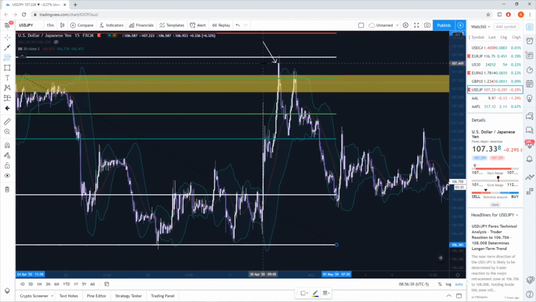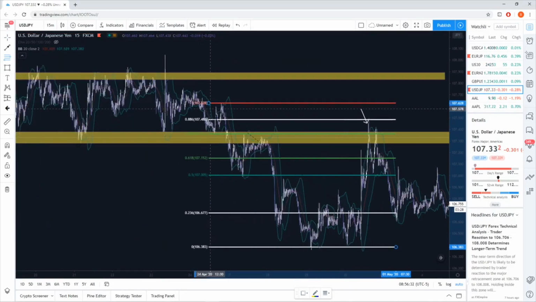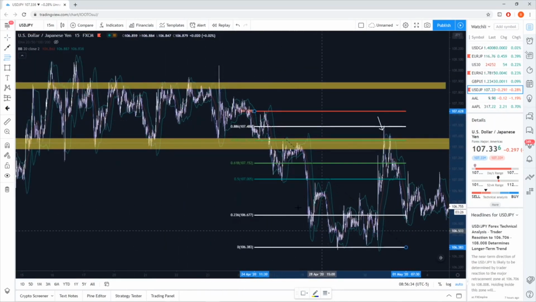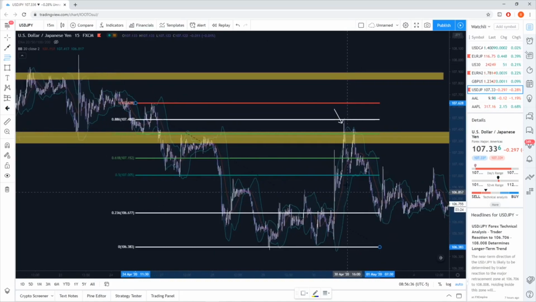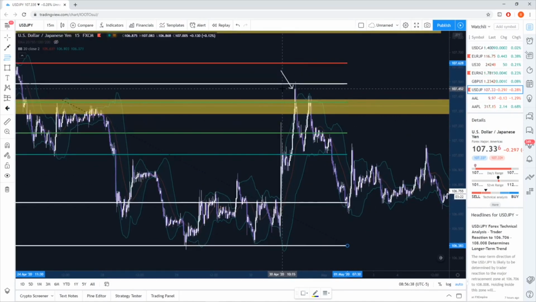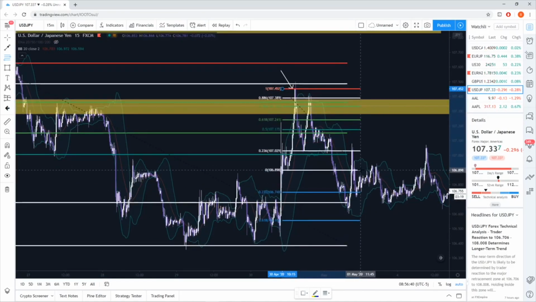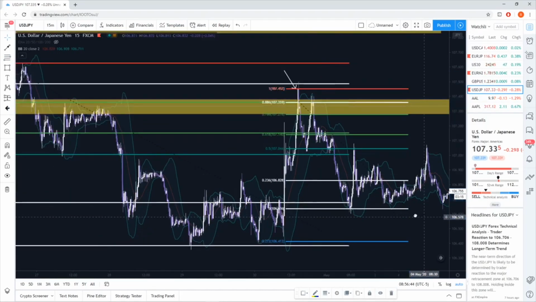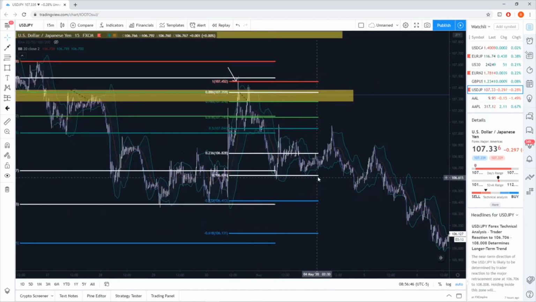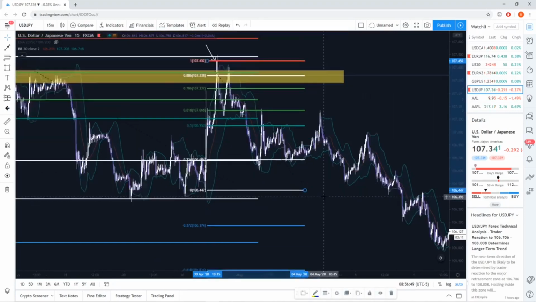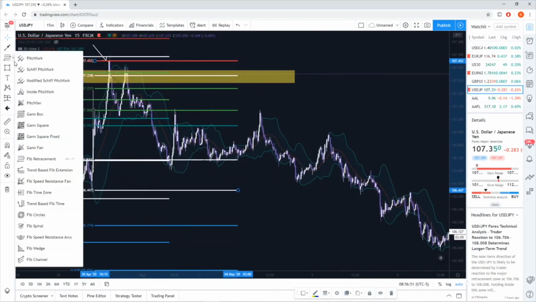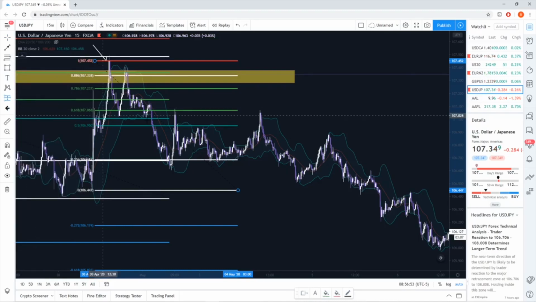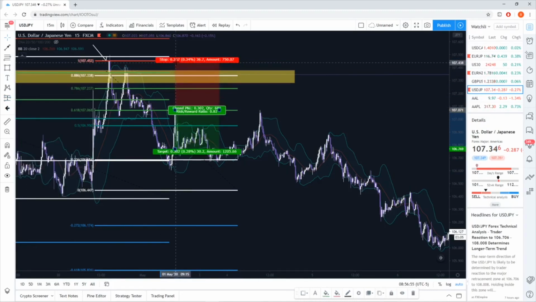Okay, but another form of confirmation is the fact that not only do we have a breakout of this area of structure, but we have a pullback. And what happens on a pullback? We have a double top that you can easily bring your fibs down to the low. Okay, here's our low, here's our low. And entry could have been right here on the 618. Stop loss could have been above the highs. Take profit could have been a 786.